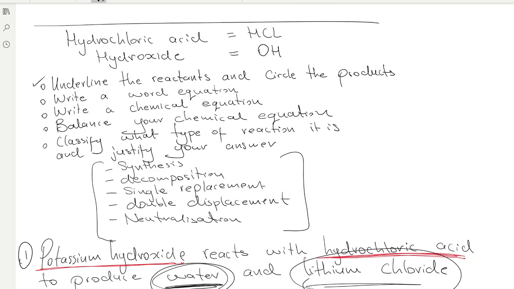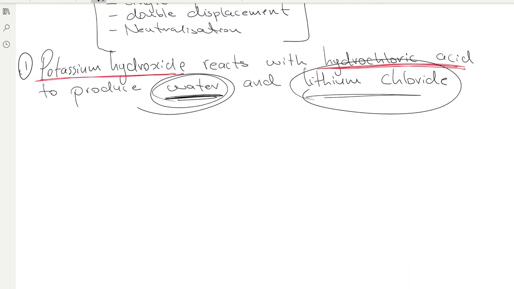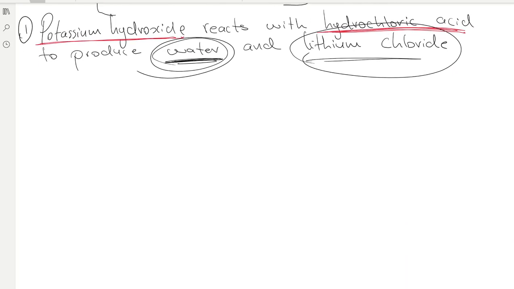Now the second part. Again, even if you had not come to my class, that's fine. You should be able to do this. Write a word equation. So, I look at my question there. Now I need to write a word equation. The word equation is potassium hydroxide. Can you see that? I'm literally copying from what's on the task. Potassium hydroxide.